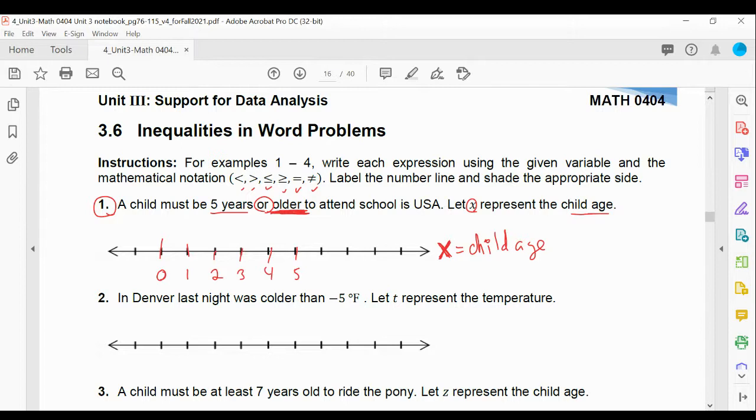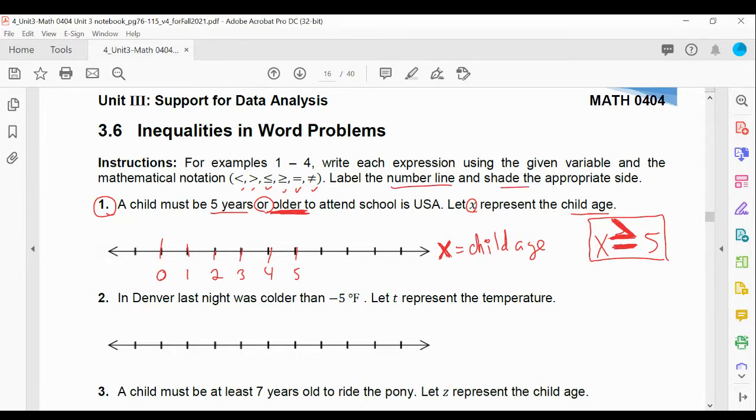And here, if they have to be 5 or older, they can be equal to 5, right? So here the X could be equal to 5 or they could be greater than 5. So this is the greater than or equal to symbol that is written between the X and the 5. So this is the mathematical notation, or the inequality. And now the next part is to label that on the number line and shade the appropriate side.